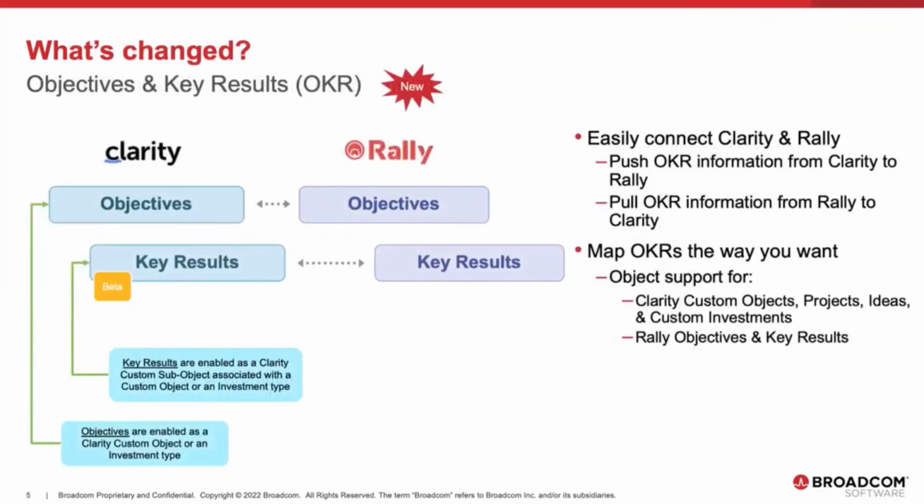So what's changed? Well, Clarity objectives are enabled as either a Clarity custom object or an investment type. On the other hand, Clarity key results are enabled as either a Clarity custom sub-object associated with a defined object or an investment type. The existing Clarity object and field mapping framework has been expanded to support these custom objects for Clarity objectives and custom sub-objects for Clarity key results, and retrieve Rally OKR fields. Clarity synchronization capabilities can push information from Clarity to Rally's OKR framework or pull information from Rally's OKR framework to Clarity.